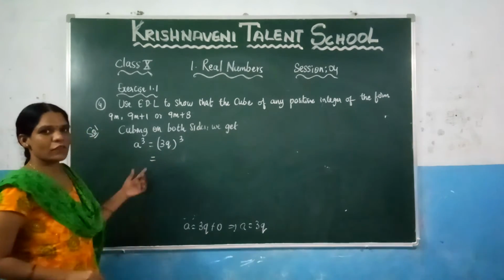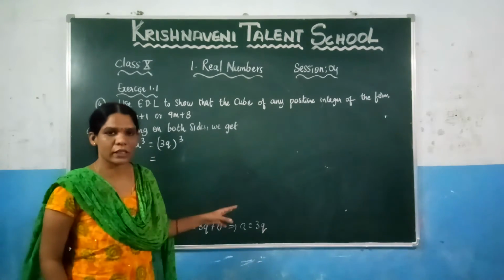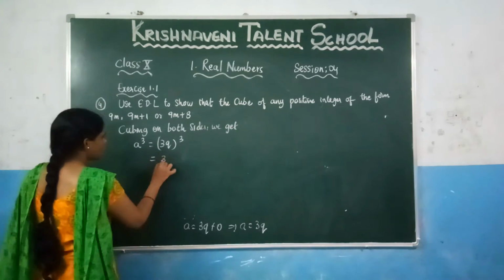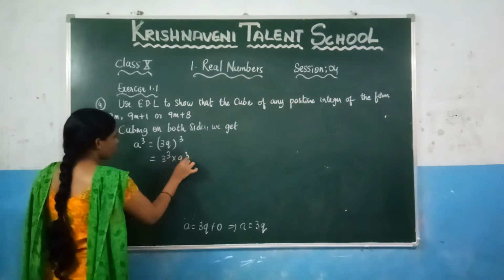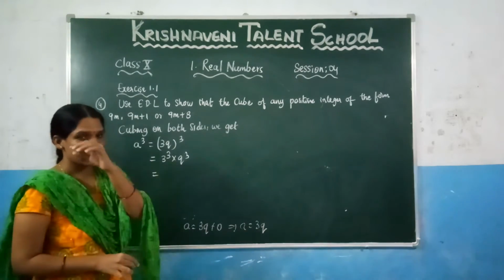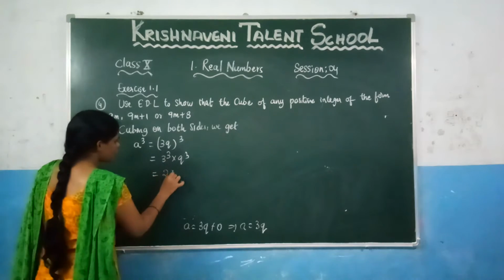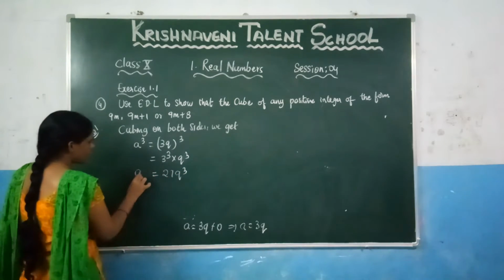Now it is in the form of ab whole cube. You know that ab whole cube you can write as a cube into b cube. So you can write this as 3 cube into q cube. What is the value of 3 cube? 3 into 3 is 9, 9 into 3 is 27. So you can write it as 27 q cube, which is nothing but a cube.